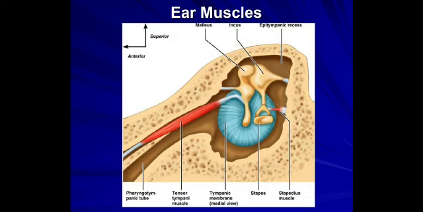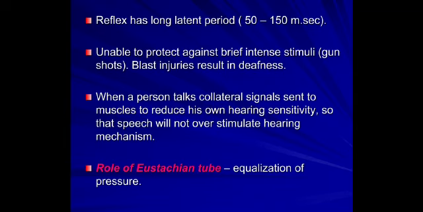So this is how the tensor tympani muscle attaches to the tympanic membrane and the stapedius muscle pulls the stapes out of the oval window and makes the tympanic membrane rigid or taut. The reflex has a latent period of 50 to 150 milliseconds. It is unable to protect against brief intense stimuli like a gunshot. Blast injuries can result in deafness.